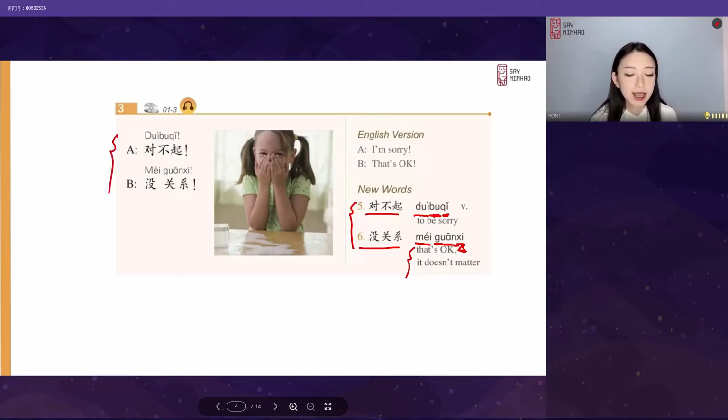You can see here A said 对不起 and B said 没关系. So when someone says 对不起 to you and if you want to forgive him or her, then you can say 没关系. So let's try to read this text. Read after me, okay? 3, 2, 1. 对不起, 没关系. Very good, very good. So these are the texts for today. Now let's move on to our next part, which is the characters.